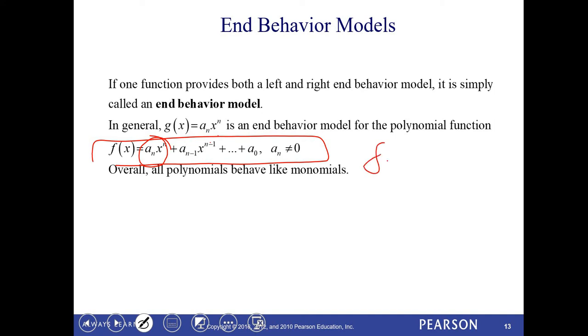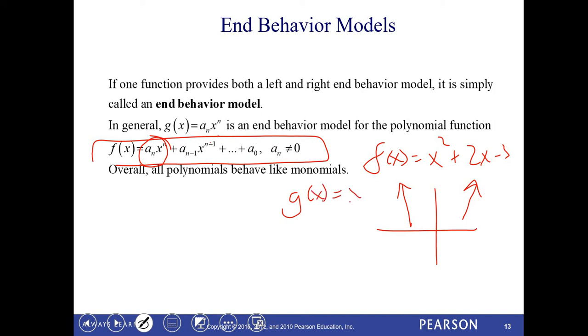So let's say we have f of x equals x squared plus 2x minus 3. And that function at the ends goes up and up. Our function g of x, just x squared, also goes up on the right and up on the left. So g of x is an end behavior model for this larger polynomial.